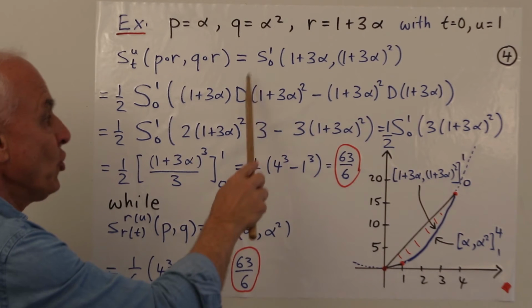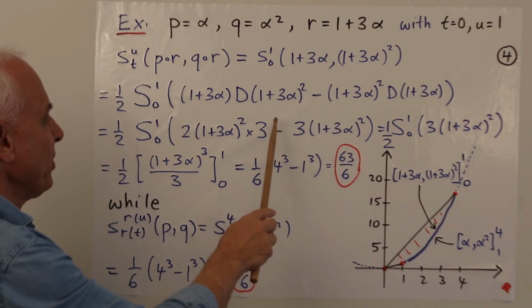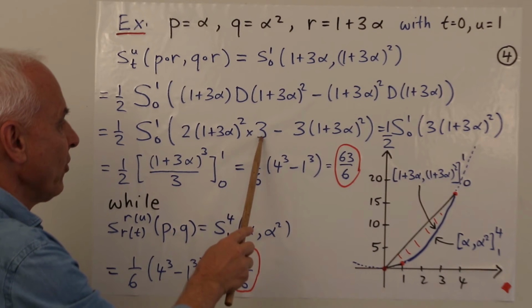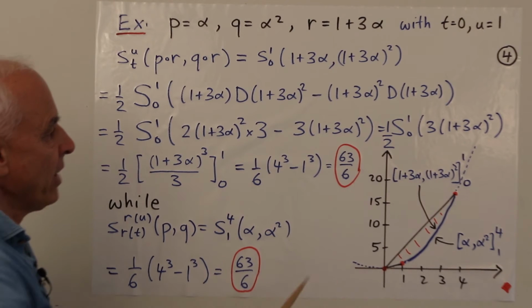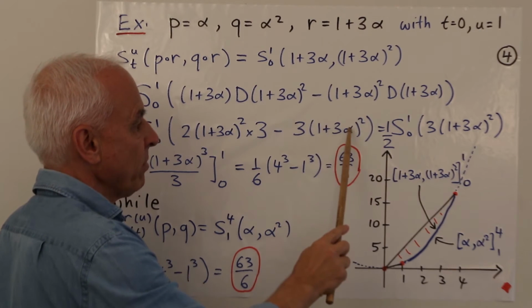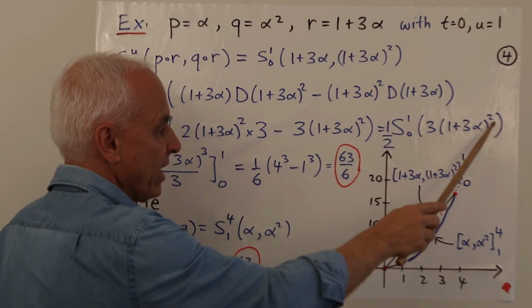well, there'll be 2 times 1 plus 3 alpha with another 3. So there will be then 1 plus 3 alpha squared with a 2 and also a factor of 3 appearing. And over here, the derivative of this is just 3. So we get 3 times 1 plus 3 alpha squared. And these combine to give us 3 times 1 plus 3 alpha squared.